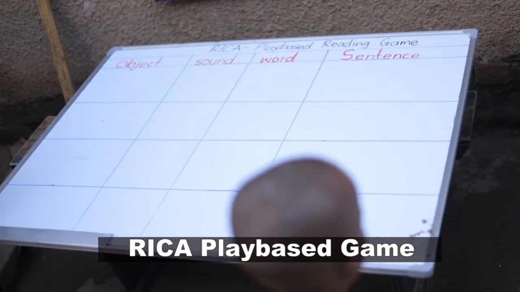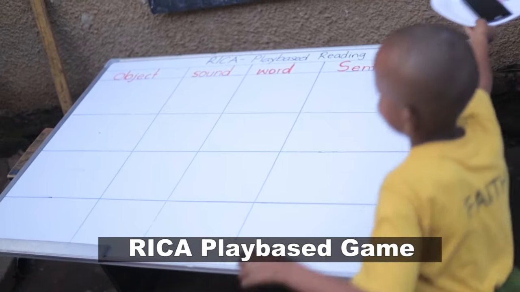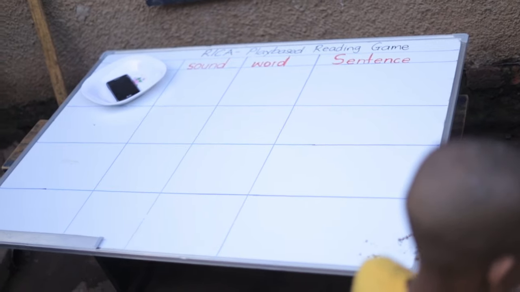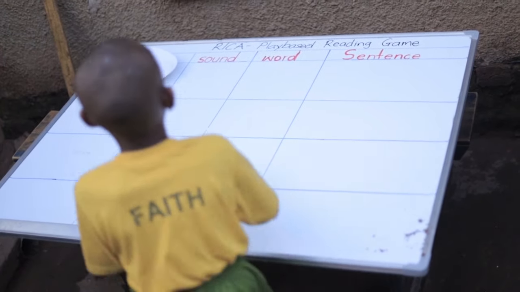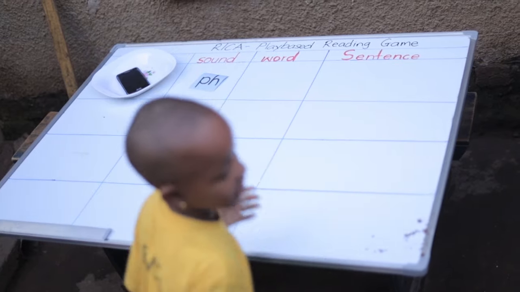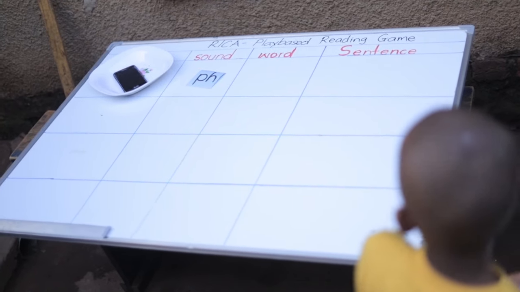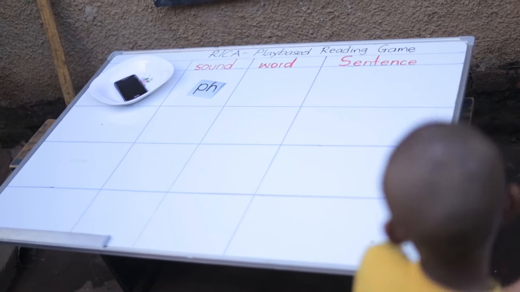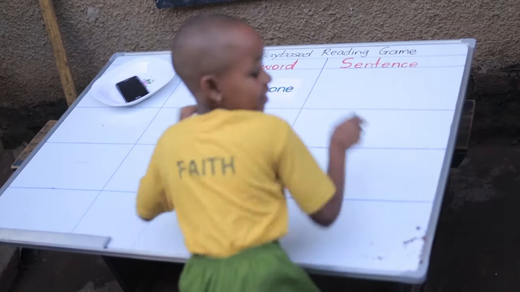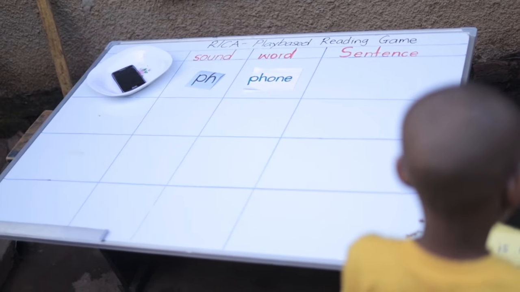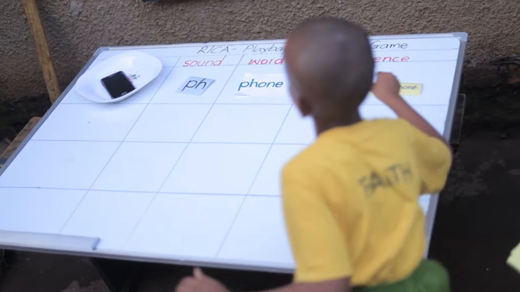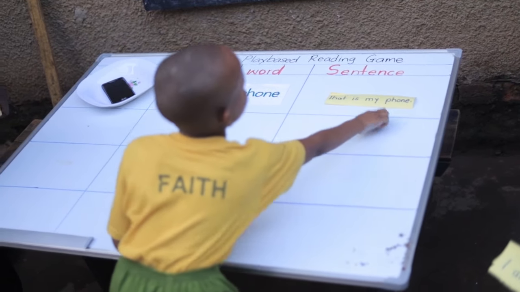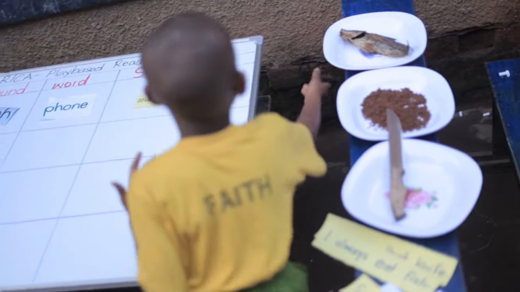Start. As you also tell us, which sound is that? Okay. Four? Four. Okay. Phone. Phone. That is my phone. Okay.